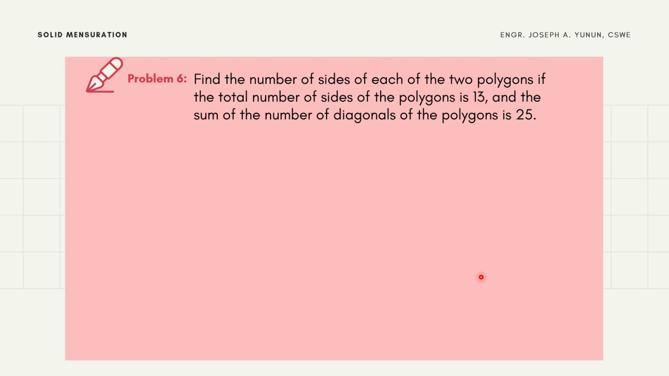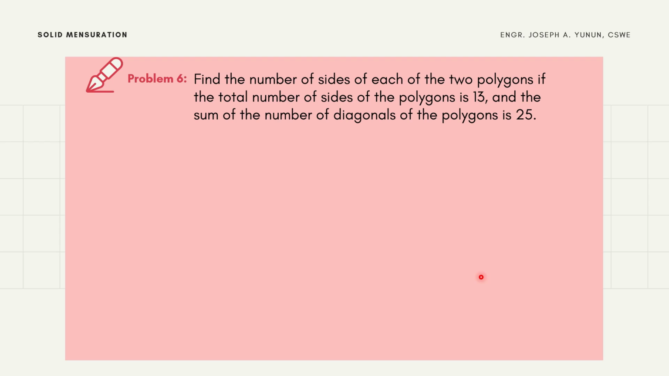Problem 6. Find the number of sides of each of the two polygons if the total number of sides of the polygons is 13, and the sum of the number of diagonals of the polygons is 25. Again, if you didn't quite understand the problem, you may need to read it again. So based on the given, the total number of sides is 13, and the total diagonals of the two polygons is 25.